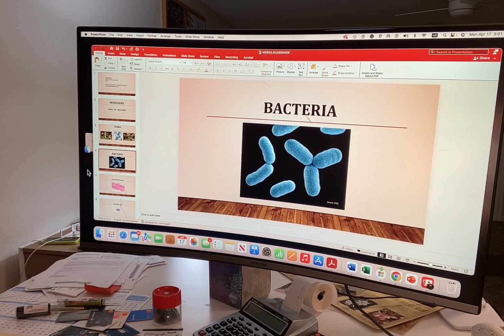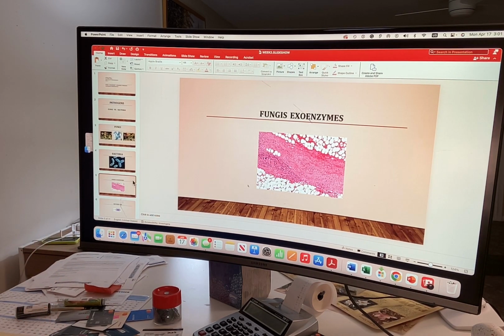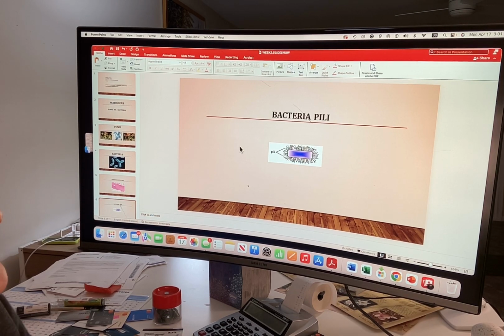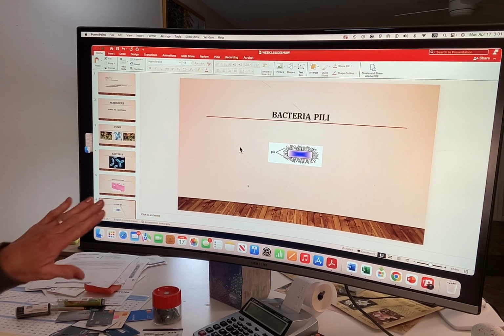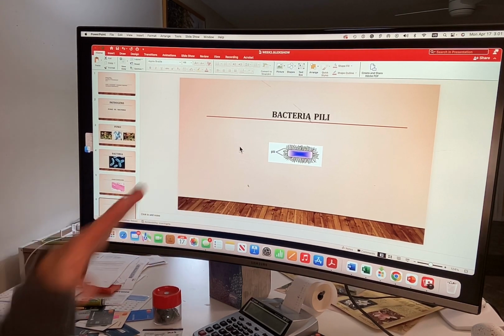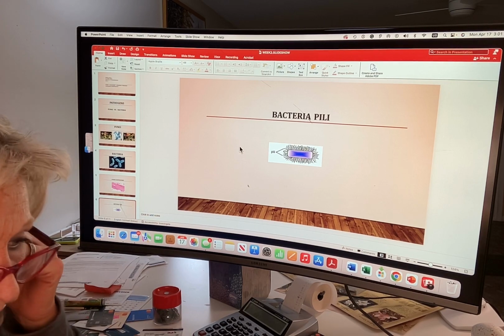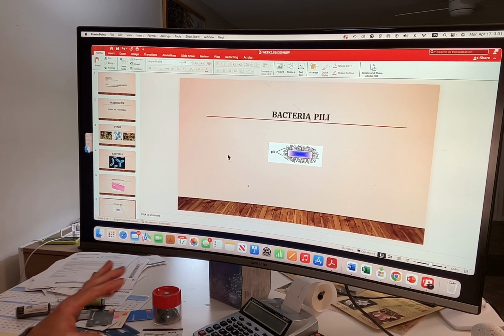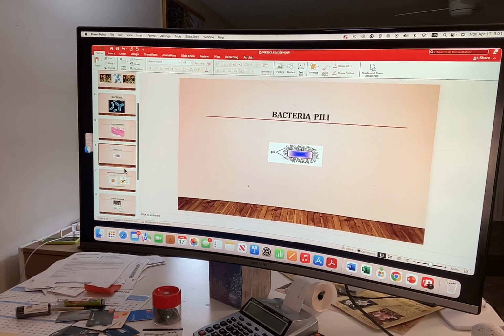I think that we wanted to look at a fungus exoenzyme, as well as one of the bacteria pili. One of those is how they defend, and the other is how they adhere. So there's two different things that we're looking at there.